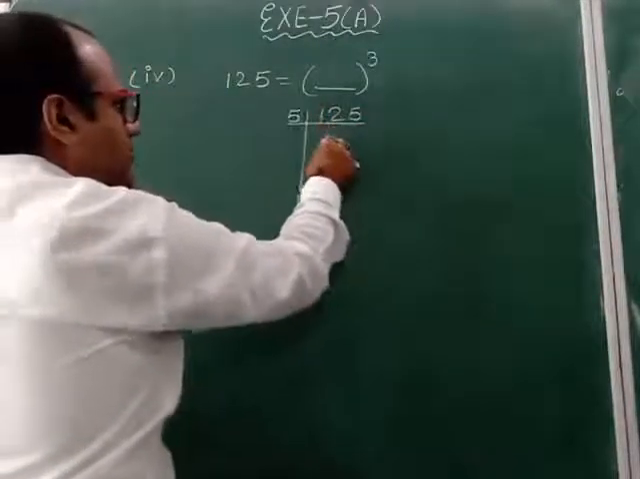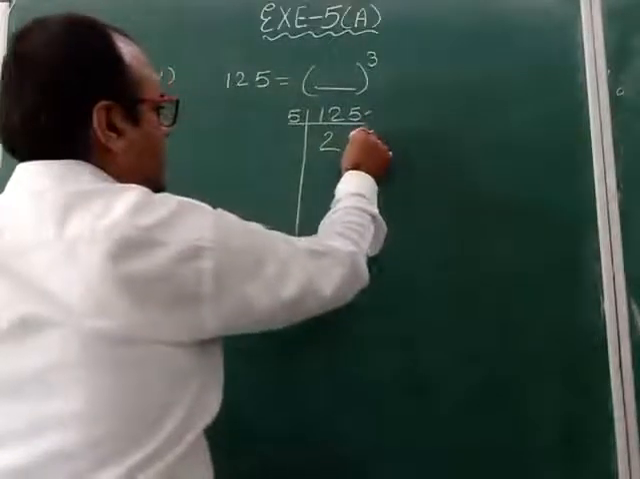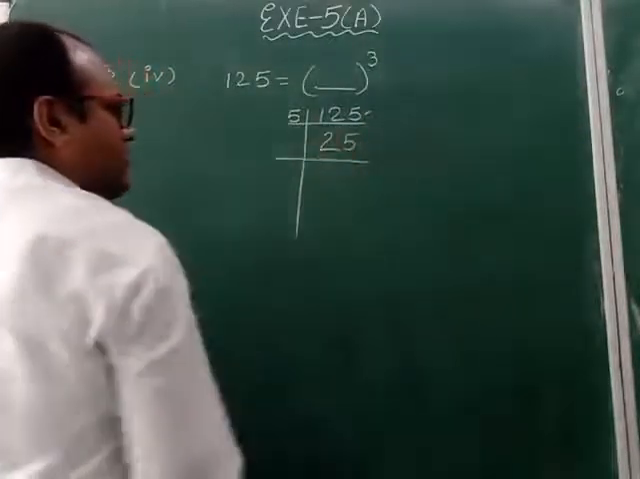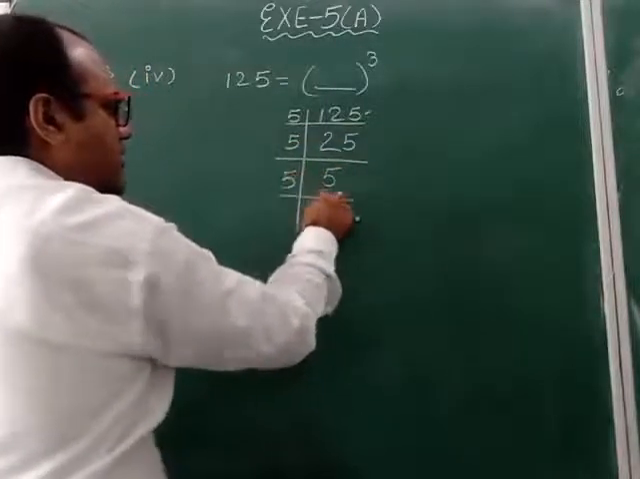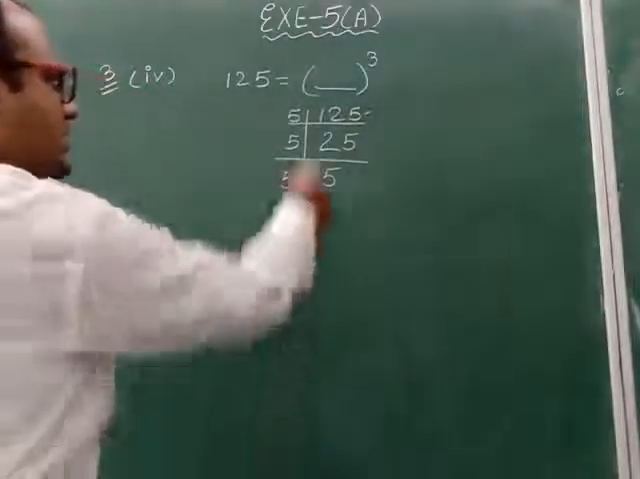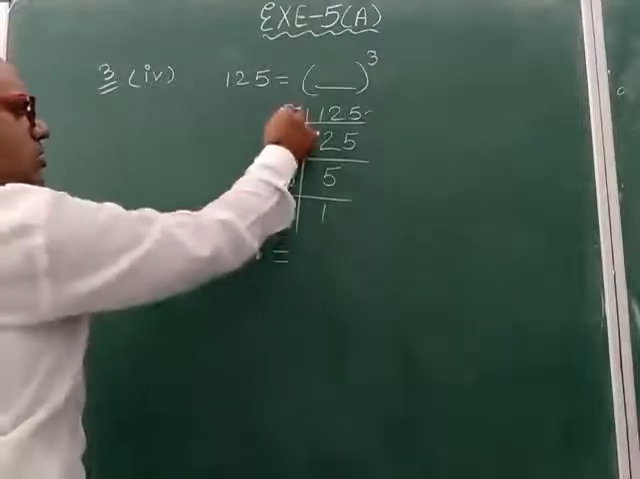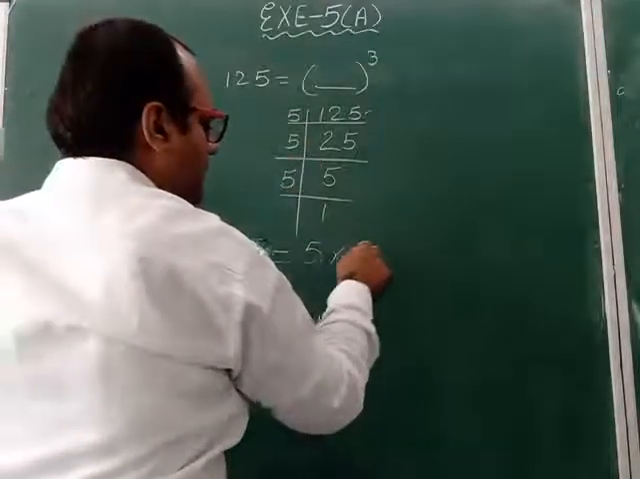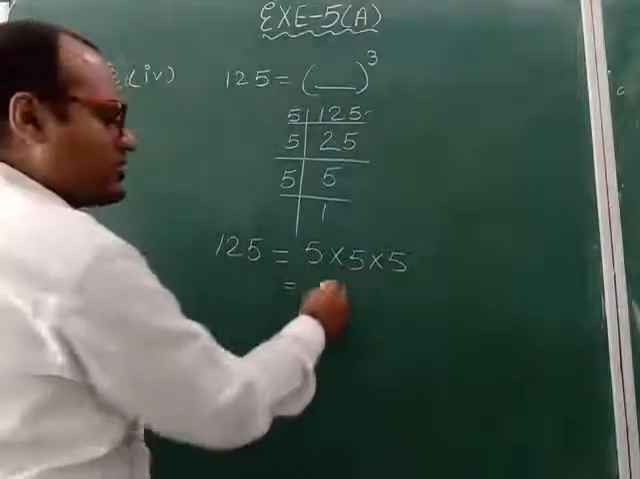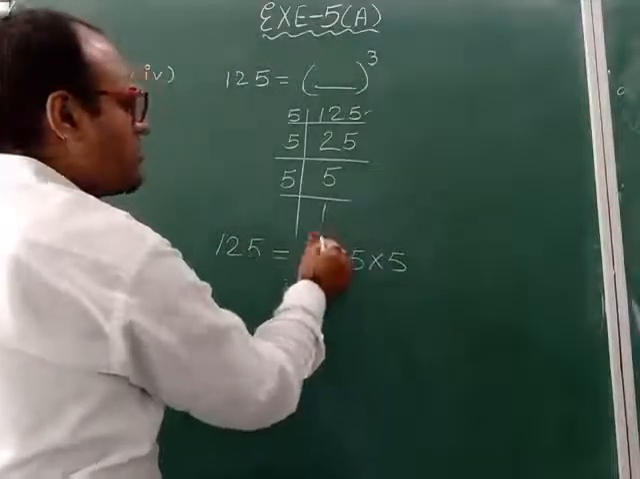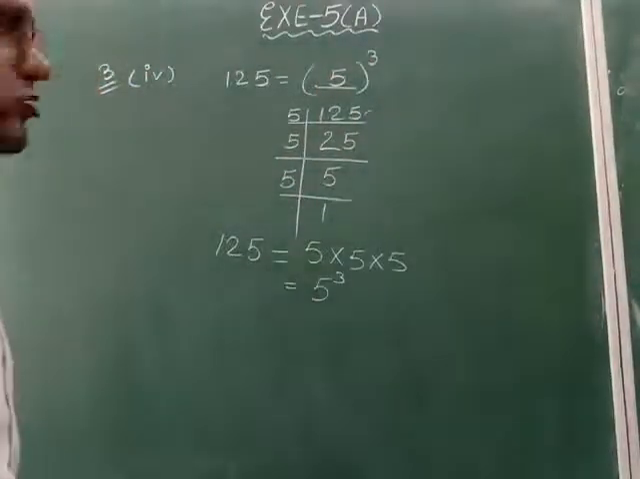5 2s are 10, remainder will be 2, and 2 and 5 will become 25. 5 5s are 25. Now 5 5s are 25. 5 1 is 5. So we have taken the prime factors of 125. We will write 125 is equal to 5 multiply 5 multiply 5. How many times is this 5 coming? 3 times 5 is coming. So we will write 5 power 3. So here we have to fill 5 raised to the power 3. So like this you have to do question number 3.